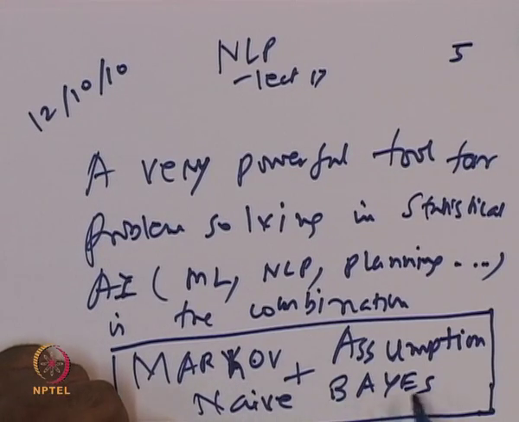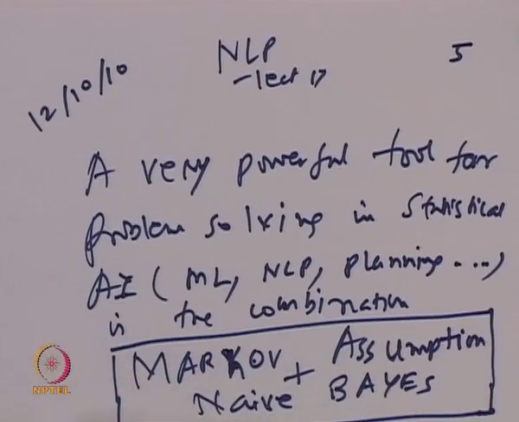Naive Bayes is utilized through the Bayes theorem. Markov assumption is invoked through the dependence of states on previous states. So, let us remember this: Markov assumption plus naive Bayes.